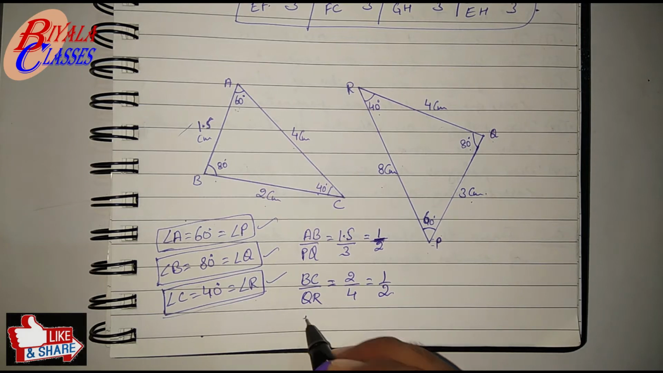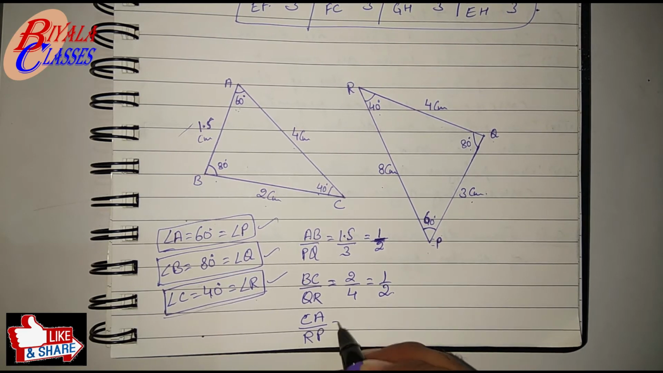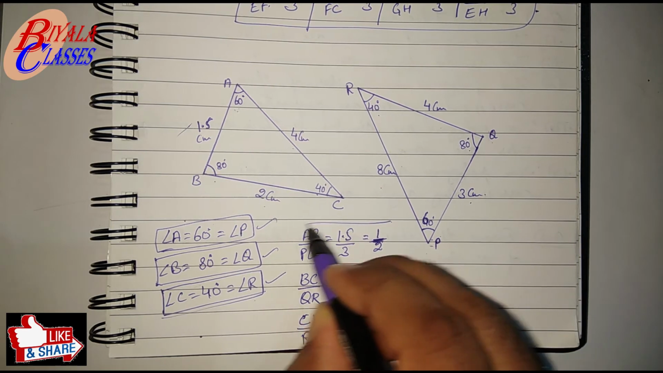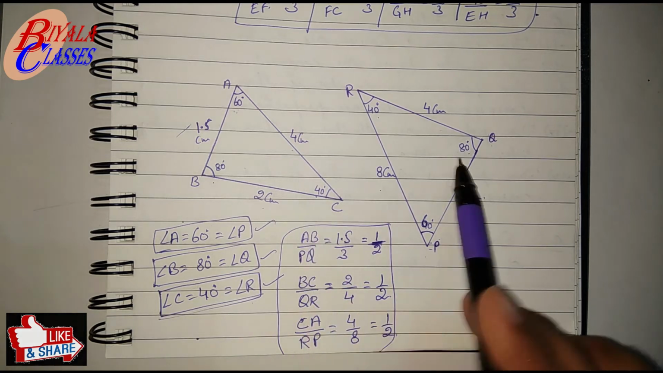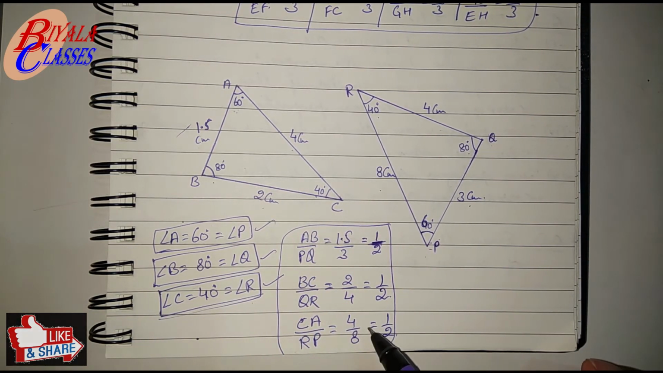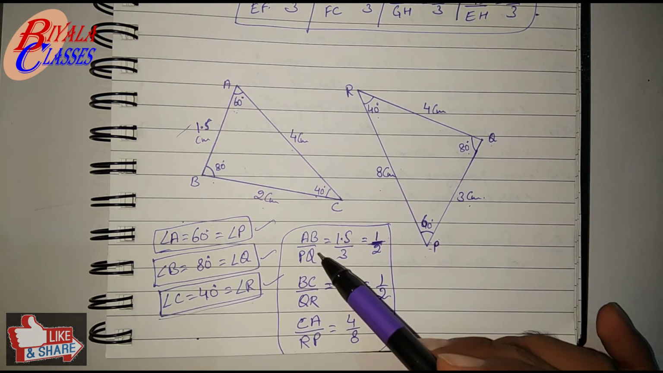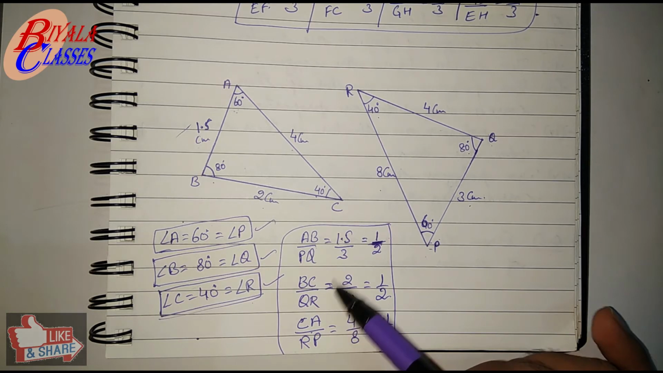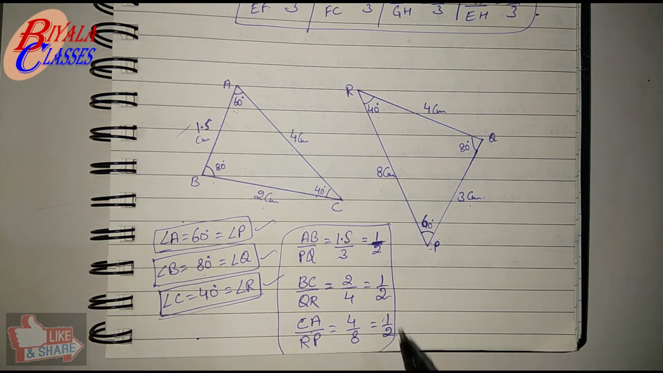And the third ratio, if you take CA and RP, the ratio of the third sides, that is 4 upon 8. It is also 1 upon 2. So now, if you check, the ratios of the three corresponding sides of the two triangles are proportional because all three ratios are equal. So the sides are proportional and the angles are equal, hence we say that these two triangles are similar to each other.